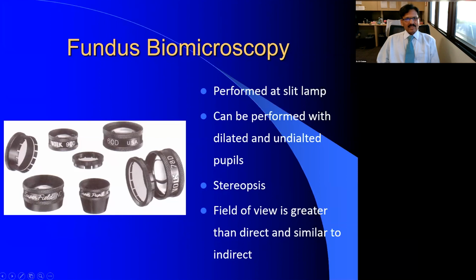Basically, you have a 60 diopter, a 78, a 90 diopter, a super pupil, and a super field, which is like a 66 diopter. This performed at slit lamp can be performed in dilated or undilated pupil. Stereopsis is really good, and field of view is greater than direct and similar to the indirect lens biomicroscopy.